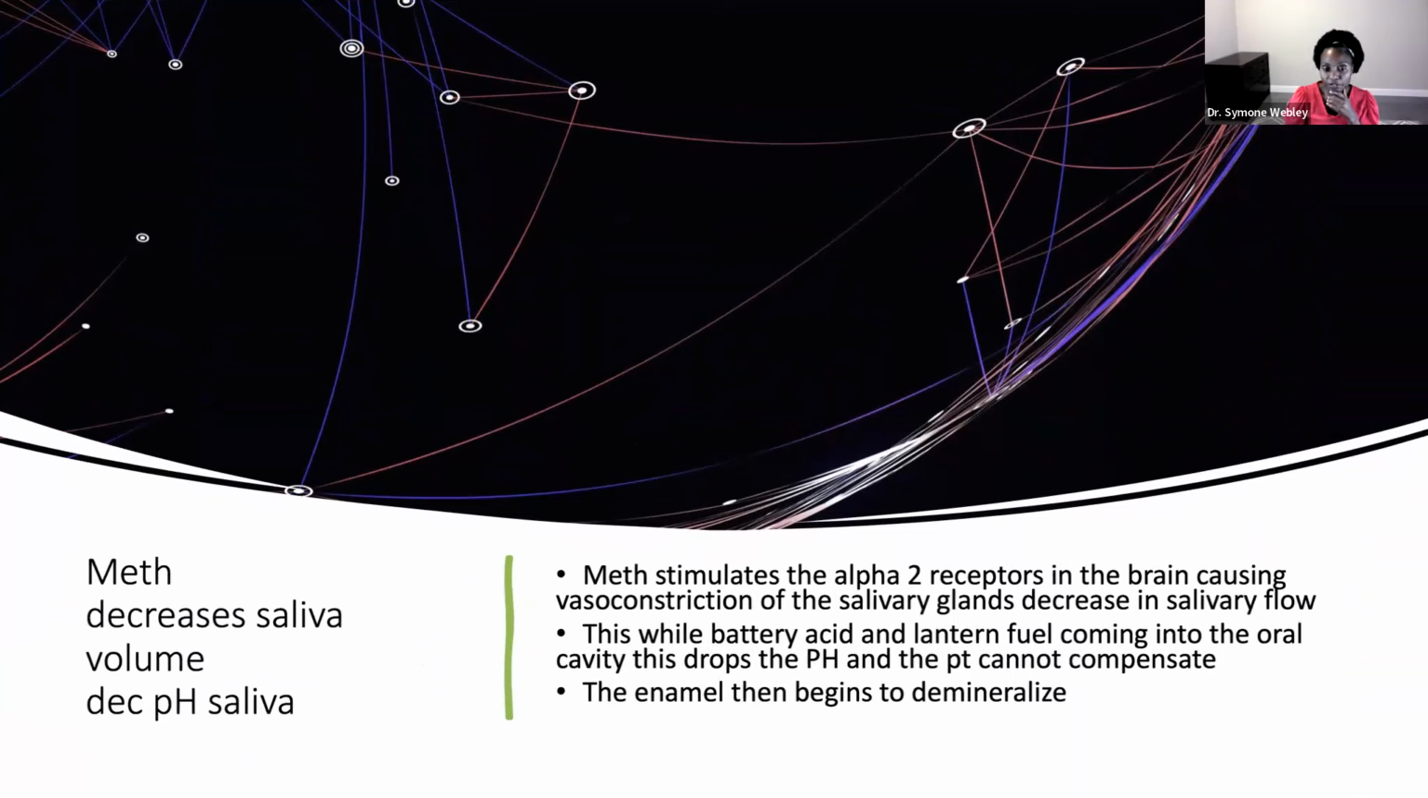And we talked about this previously as well. Meth decreases the saliva in the mouth. It also stimulates the alpha-2 receptors in the brain, causing vasoconstriction of the salivary glands, which, again, decreases the saliva flow. While you're decreasing the saliva flow, which helps to protect the teeth from acid, you also get battery acid, which we said was one of the ingredients in meth, affecting the teeth. You also get that lantern fluid, which also drops the pH, and the patient's oral cavity can't compensate for all those drops in the pH, and then you end up getting cavities on the teeth.